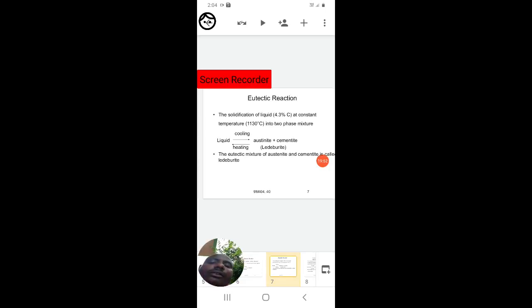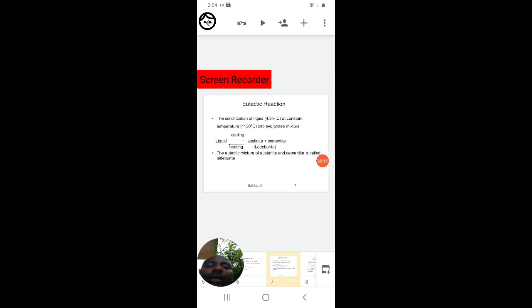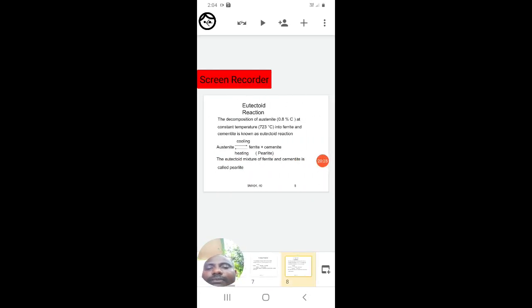eutectic reaction. So the solidification of liquid at 4.3 percent carbon at a constant temperature of 1130 degrees centigrade into a two-phase mixture, that is, liquid gives rise to austenite plus cementite. Austenite plus cementite, that total mixture is called ledeburite. The eutectic mixture of austenite and cementite is called ledeburite.